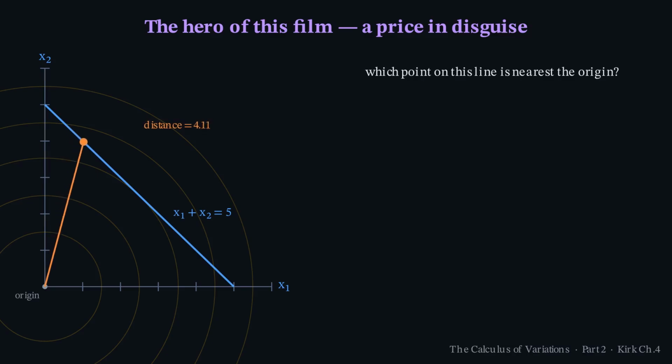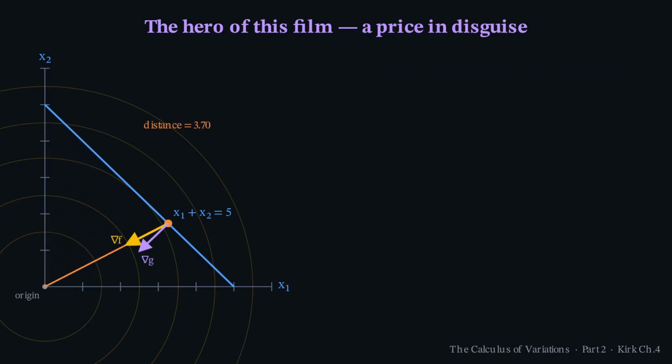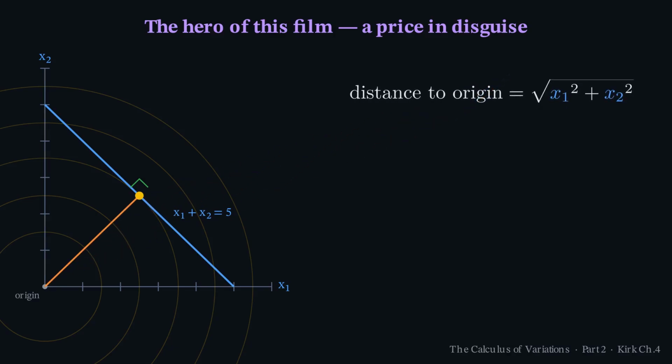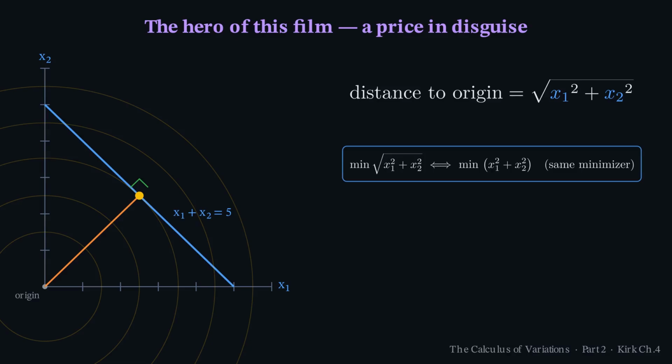Let's turn that picture into math carefully, because this translation is the whole game. Closest to the origin means the distance to the origin is as small as possible, and that distance is the square root of x1 squared plus x2 squared, straight from Pythagoras. Now here's a small lovely trick. The square root doesn't change where the minimum is. The closest point is the same point whether you minimize the distance or the distance squared. So drop the root and just minimize x1 squared plus x2 squared.